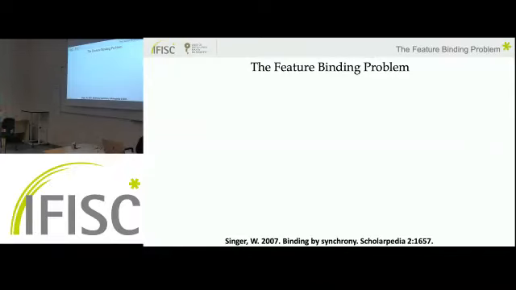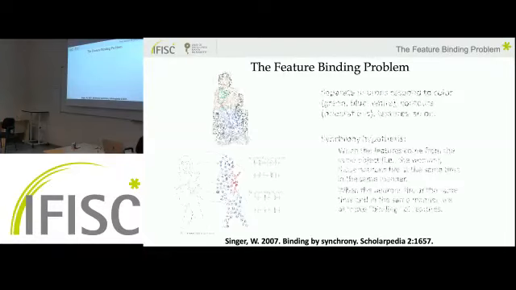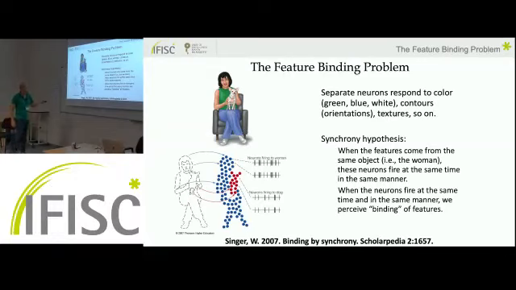That means that you have to coordinate different areas of the brain to be activated at the same time to have a coherent perception of the object. And this was called by Singer in the 90s the process of binding by synchrony. So separate neurons respond to color, contents, textures, and so on. The synchrony hypothesis is that when the features come from the same object, in this case the woman, these neurons fire at the same time in the same manner.